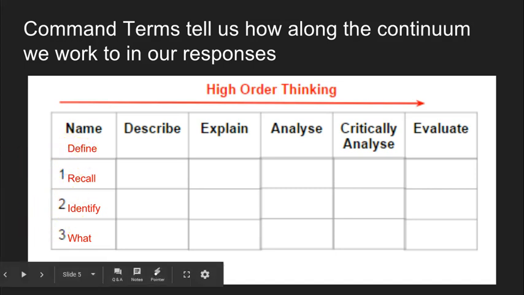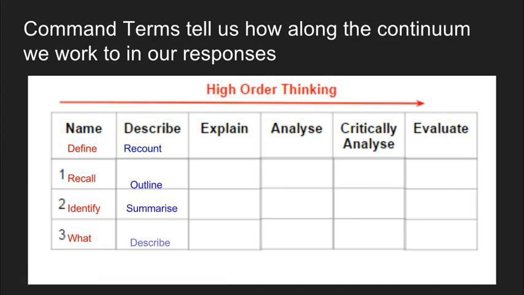That'll be important later. If you get a recount, outline, summarize, or describe question, it goes onto that second category of describe, and you can see we've put that in blue. For explain, if you get an account or clarify question, which we put in yellow, you'll be able to understand exactly what level that you want to be writing in.